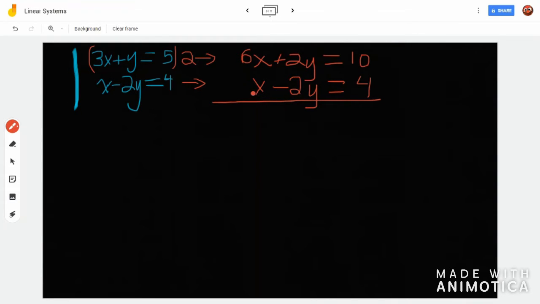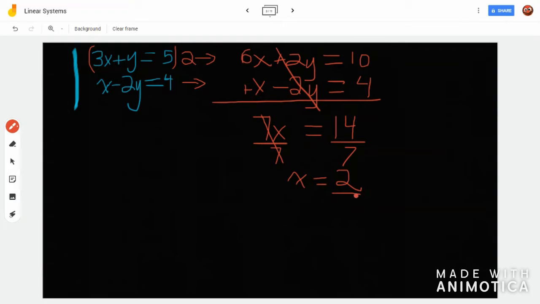So of course, when there's nothing in front, it's that understood plus. So 6x plus x is going to give us 7x. 2y minus 2y, cancel, that's gone, which was our goal. Sweet, we did it. And then of course 10 plus 4 is 14. Now we have something that's super easy to solve. Let's divide by 7. Divide by 7. And x is 2, because 14 divided by 7 is 2.